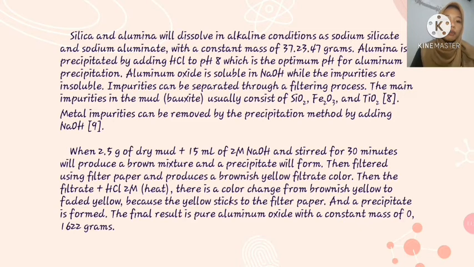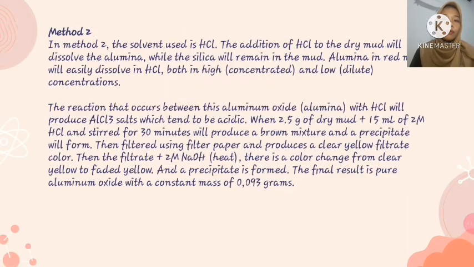Then the filtrate is reacted with 2 molar sodium hydroxide and heated. There is a color change from clear yellow to faded yellow, and a precipitate is formed. The final result is pure aluminum oxide with a constant mass of 0.093 grams.